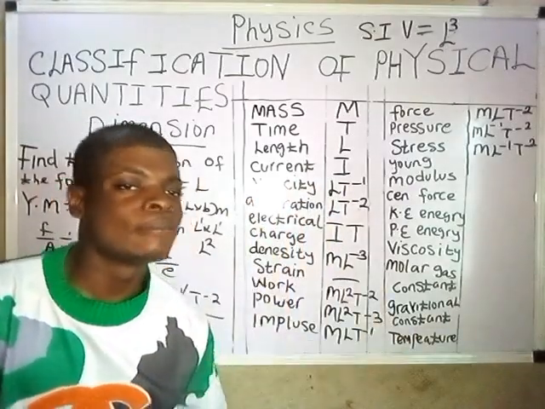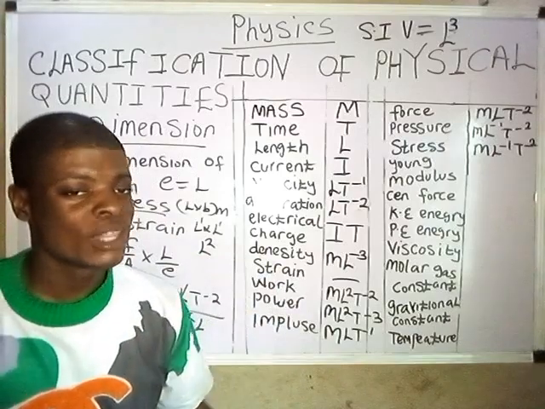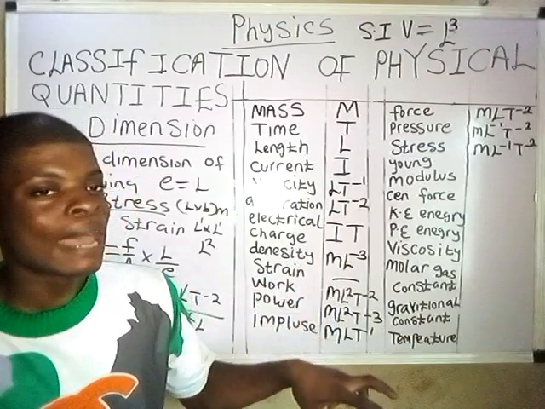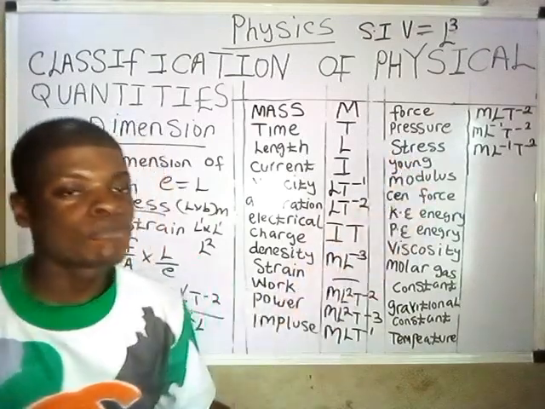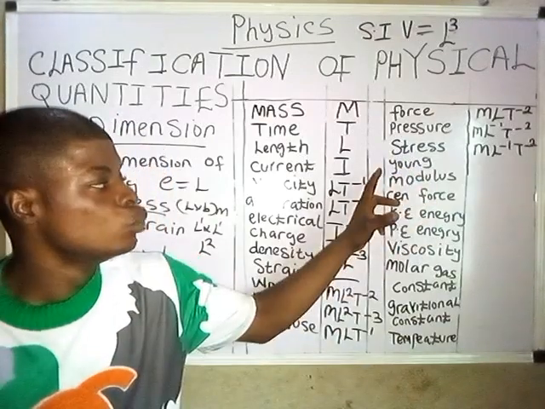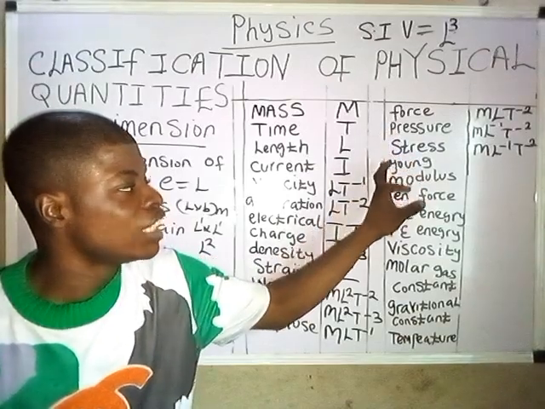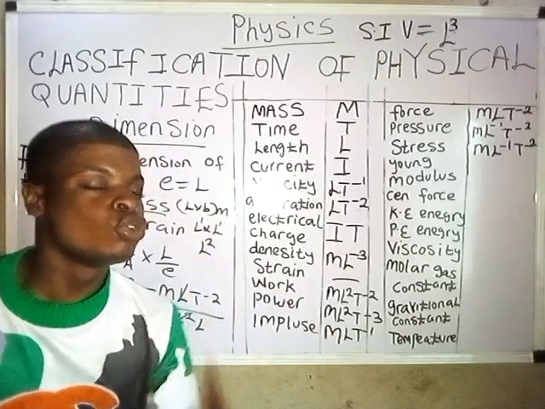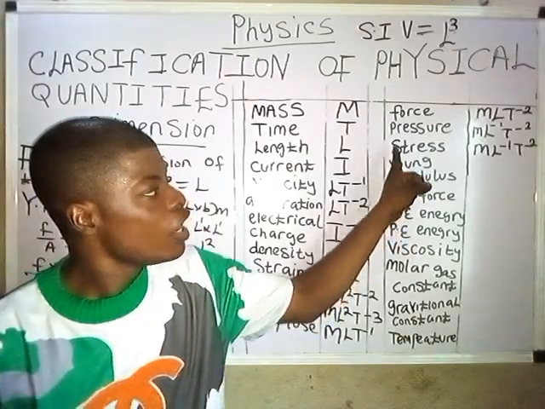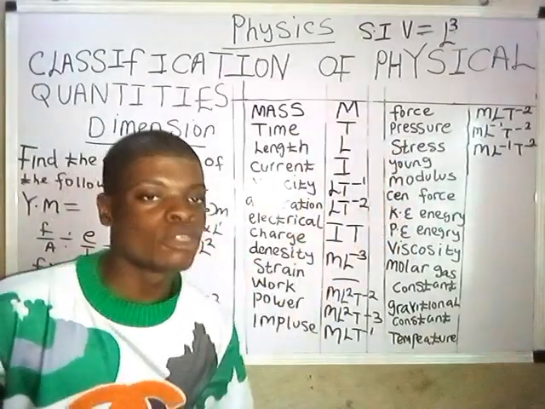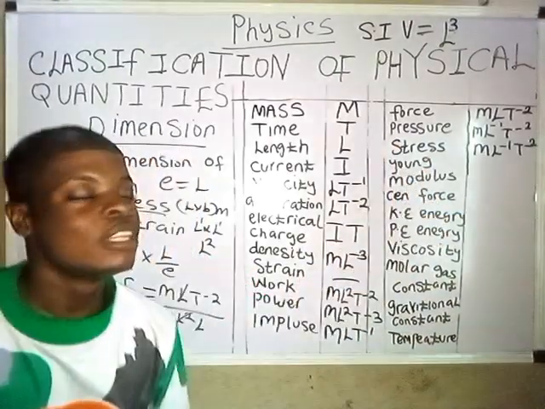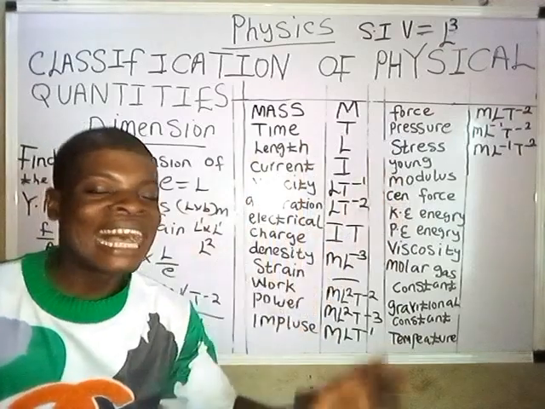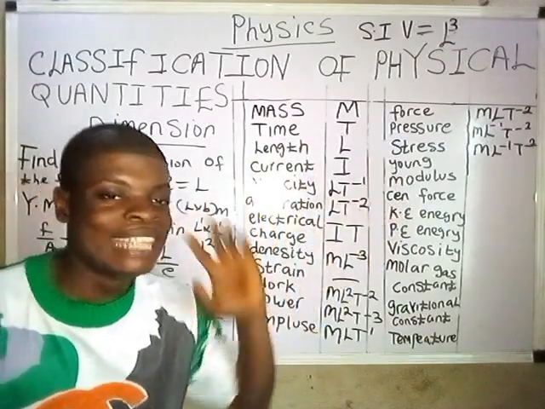That must be noted. So if a question is given to you that asks which of the following has the same dimension, you see pressure there, you see stress there, and you see Young modulus. Note that pressure, stress, and Young modulus have the same dimension. So if you have to calculate, solve for one of them. The three of them, pressure, stress, and Young modulus, have the same dimension.